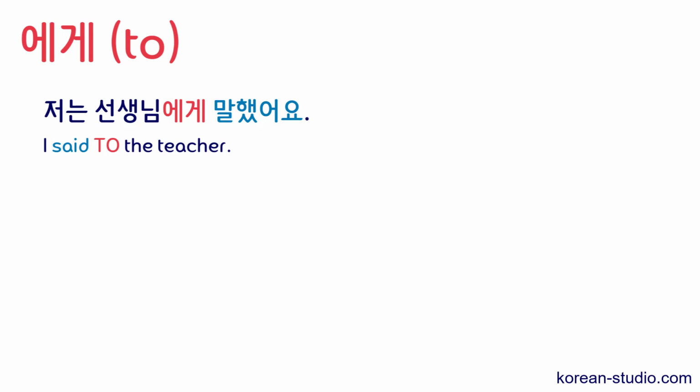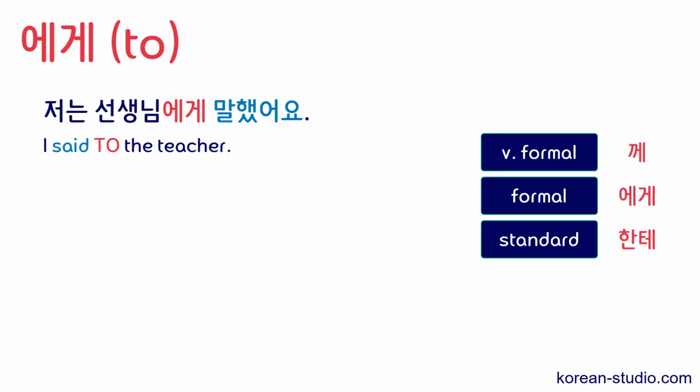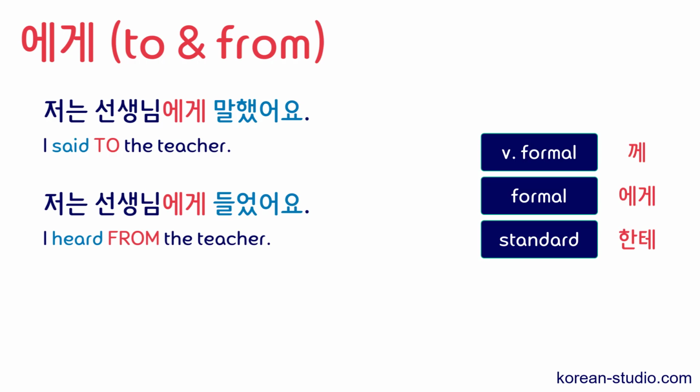And 에게 is a more formal word and a more casual word is 한테. And there is an even more formal form than 에게, and that's 게. And all these words can be used to mean to. However, where it can get a little confusing is that we can use this same particle 에게 to mean from. Here's an example sentence. 저는 선생님에게 들었어요. I heard from the teacher. 저는 선생님에게 들었어요. So in this sentence, we use 에게 to mean from. We're saying that I heard from the teacher.